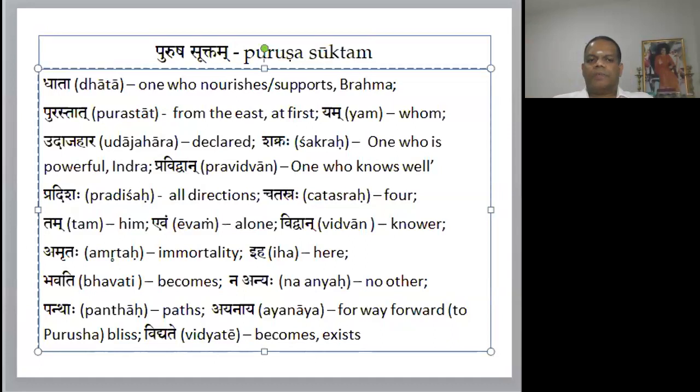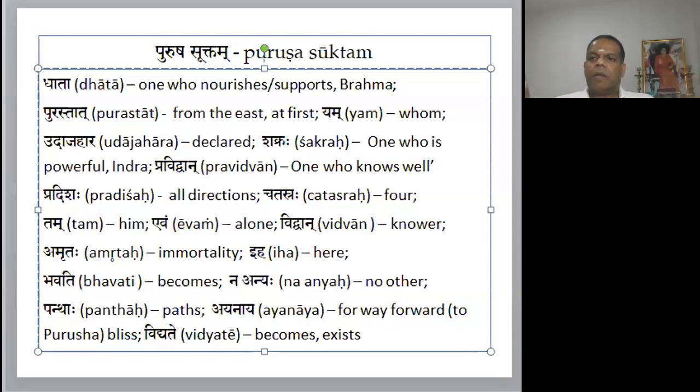So knowing that Purusha is the only way possible. That is the only way possible, no other way exists to that Lord. That's why in every Gayatri we say Vidmahe. We have to come to know the Lord. That's why you can see Vidvan, Pravidvan. The knowing of the Lord is the only way to attain Him.